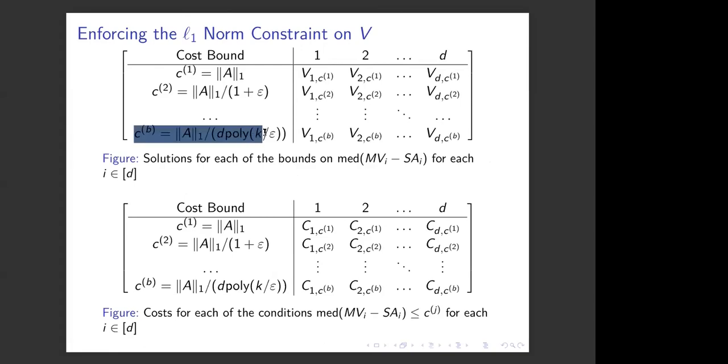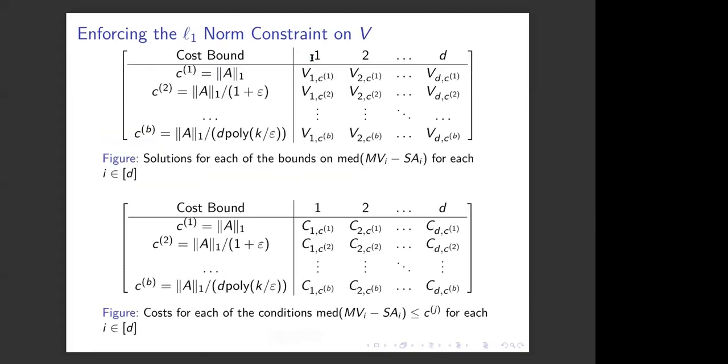Because if we go too low for each cost bound, then we might end up getting a very big norm. And if we go too high, then we end up getting a very large error. So we have to figure out which one is right for each column. Let me know if any part of this doesn't make sense.